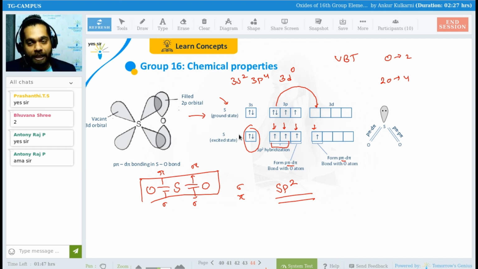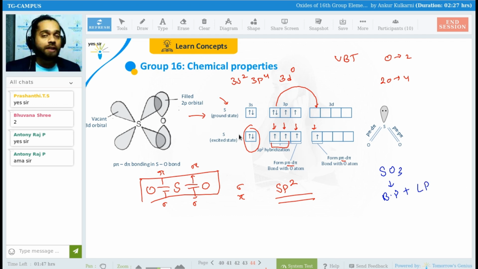SO3. You do it for SO3. Come on, tell me the hybridization of SO3 and the geometry. What I want is bond pair plus lone pair. Do not tell me hybridization. Tell me how many bond pairs, how many lone pairs: 1 plus 1, 2 plus 1, 3 plus 1, 2 plus 2, whatever it is. According to VSEPR for SO3, tell me bond pair plus lone pair.